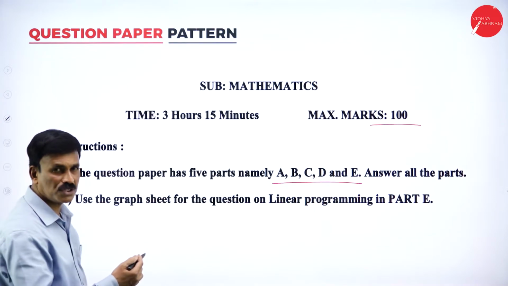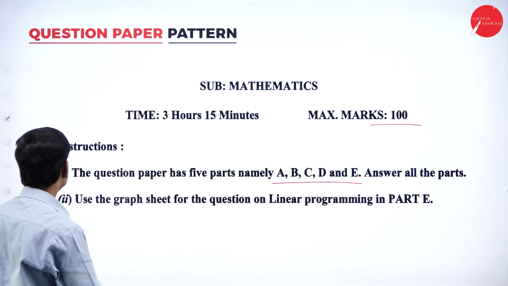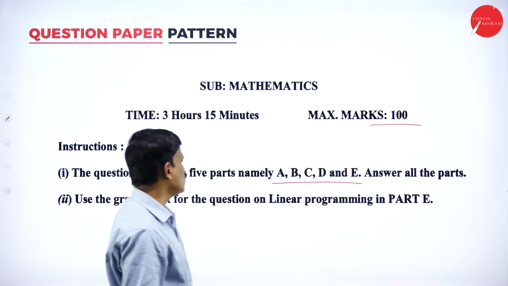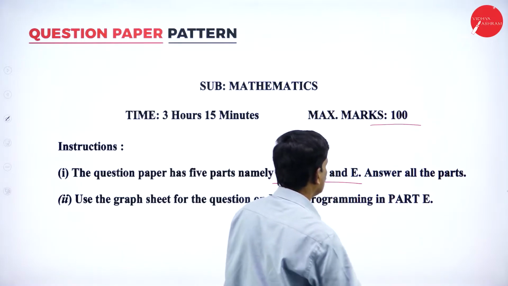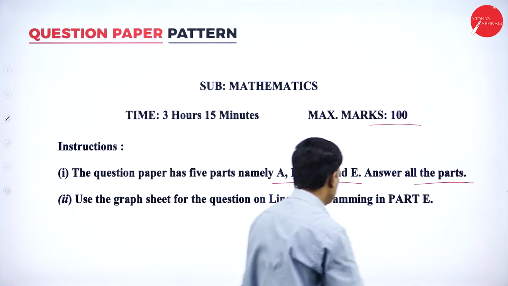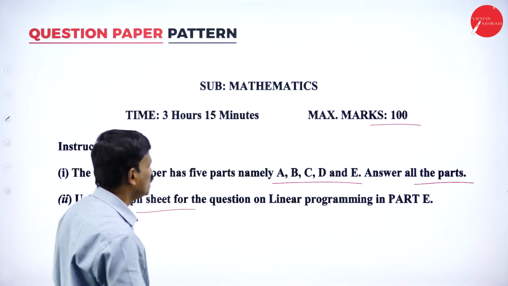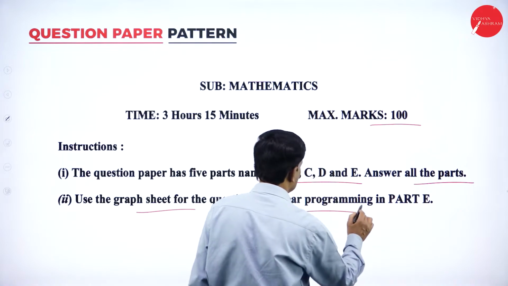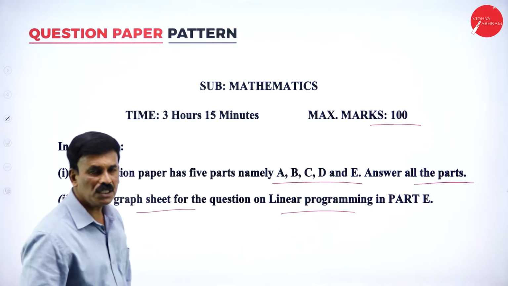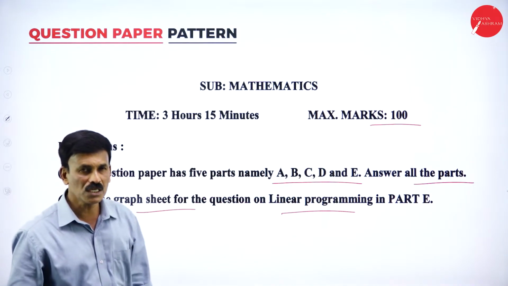So, I am taking a model question paper. The question paper has 5 parts, namely A, B, C, D, and E, and you have to answer all the parts. Now, use the graph sheets for the questions on linear programming in part E. So, for part E, wherever it is required, use the graph sheet.